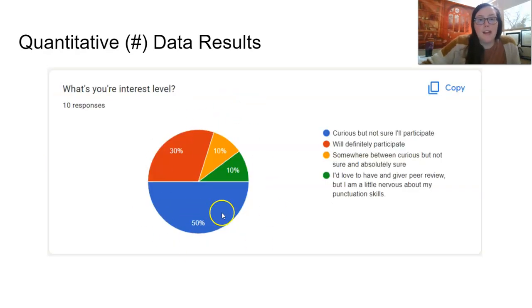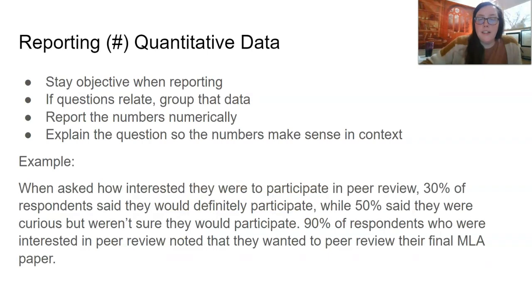For example, if we go back to this slide, we notice that 10% of our survey respondents mentioned that they felt somewhere between curious but not sure and absolutely sure. Well, we don't really know why, so I wouldn't want to report the results here and say, oh, well, maybe they thought they didn't know what to do. Maybe they don't like peer review. Maybe they didn't know if it would be helpful. We don't want to say anything that's not going to be true based on the information we have from our survey. That's why having good survey questions is important. Okay, so we want to stay as objective as possible. We don't want to put words into the mouths of the people who filled in our surveys, and we don't want to interpret yet. We will get to that phase, but just not yet.